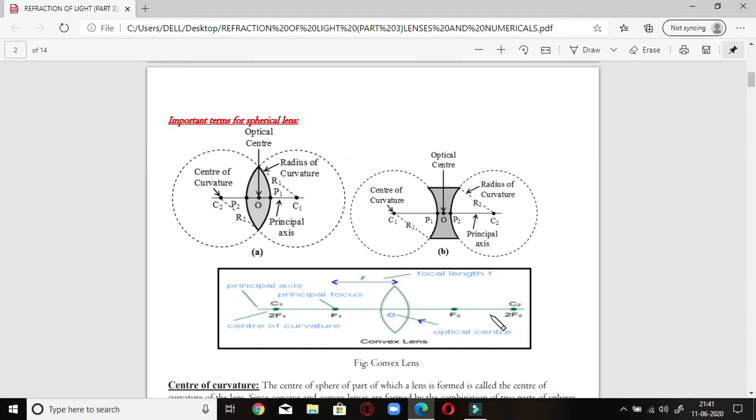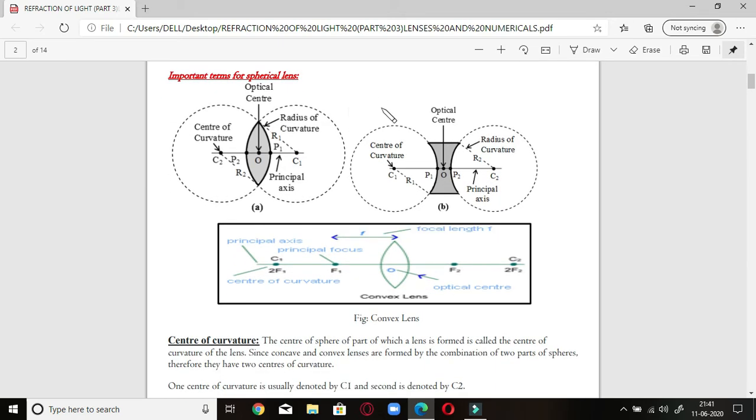Now let us see some important terms related to spherical lenses. Look at it, this is a biconvex lens and this is a biconcave lens, gray color. This biconvex lens is always formed when there is an intersection of two spheres. These are two spheres or spherical balls which cut each other. When they cut each other, the inner and outer surface will form the convex lens.